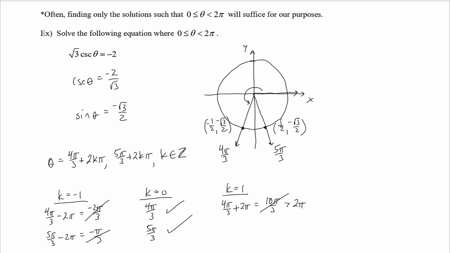In other words, I want all the answers you get by going around the circle one time in the positive direction. And the only two answers that are going to do that are 4 pi over 3 and 5 pi over 3. Those are the two I already knew anyway. So the two solutions to this equation that I'm interested in are 4 pi over 3 and 5 pi over 3. There are an infinite number of answers to this equation, but there's only two that are between 0 and 2 pi.